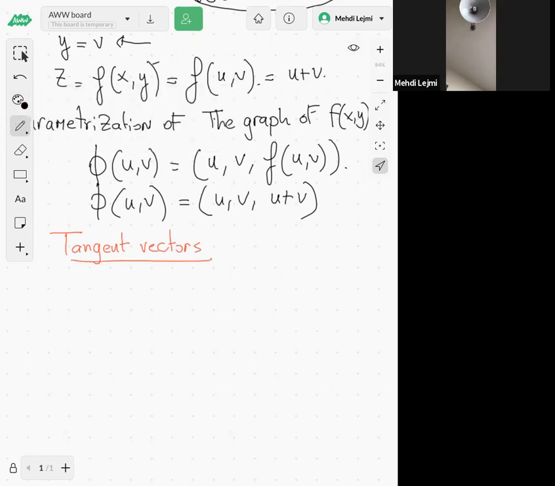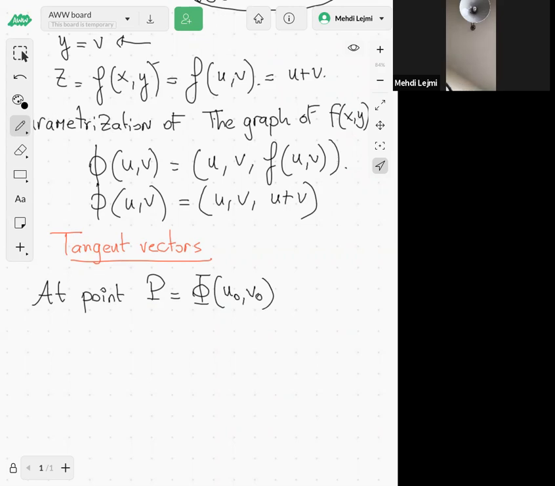So tangent vectors. You have a point P of the surface. So point P, it's a point of the surface. So that's the point P. So that's the image of u0, v0 under the function phi, the parameterization.